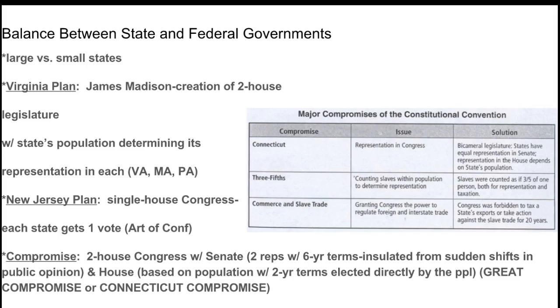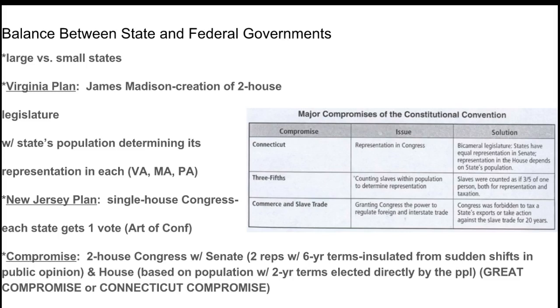The New Jersey Plan says that you get one vote per state, and that's it. Easy peasy, that's all. So they had a compromise, and it's called the Great Compromise or the Connecticut Compromise. You have a two-house Congress with a Senate. They now have 2 representatives per state.